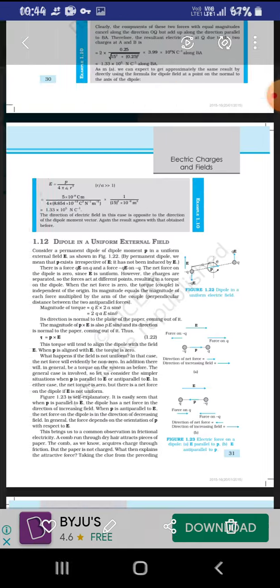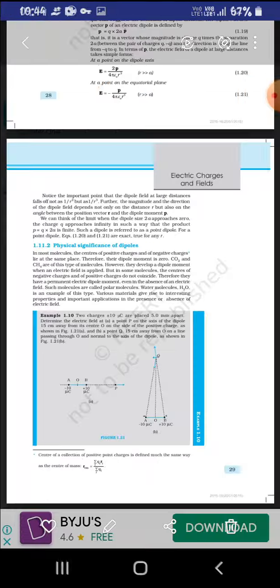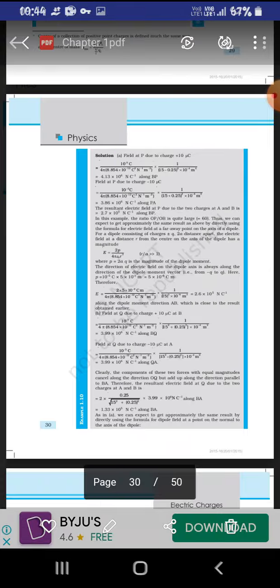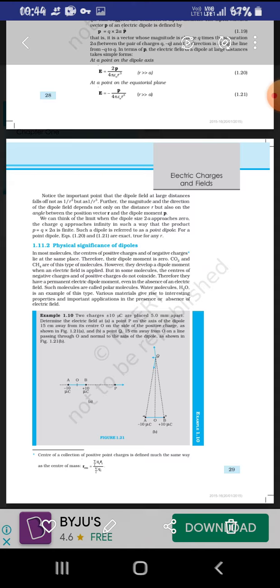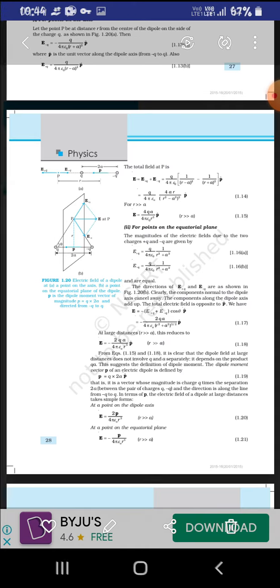So this was your part 3 video. Friends, these are some sums using the formula E is equal to 2p by 4 pi epsilon zero r cubed. By using this we have to solve them. In the physics chapter there will be many formulas and sums like this, so you have to remember the formula and understand the question.